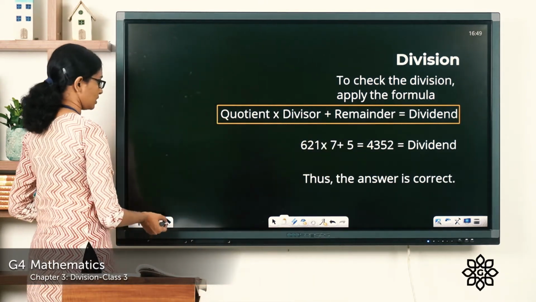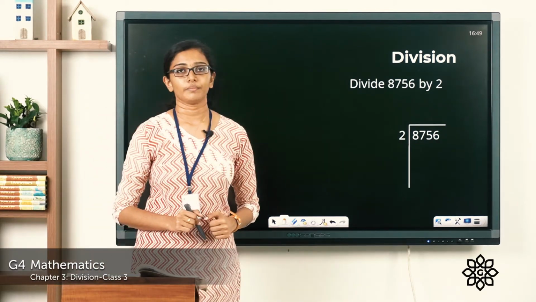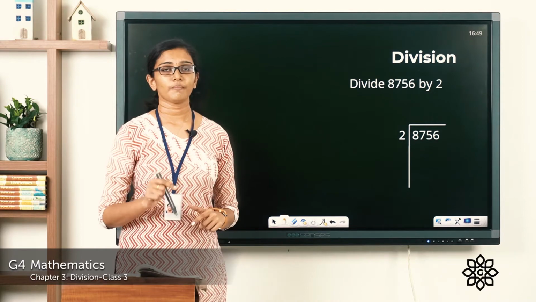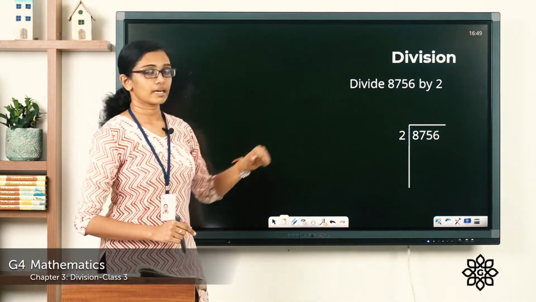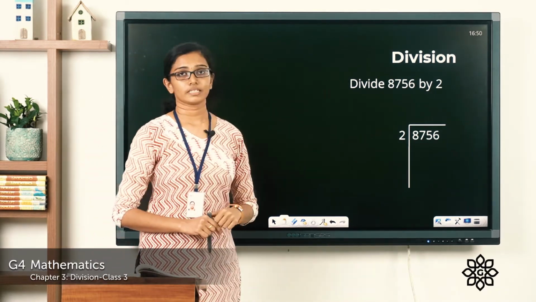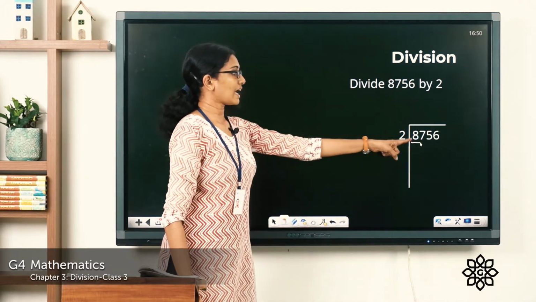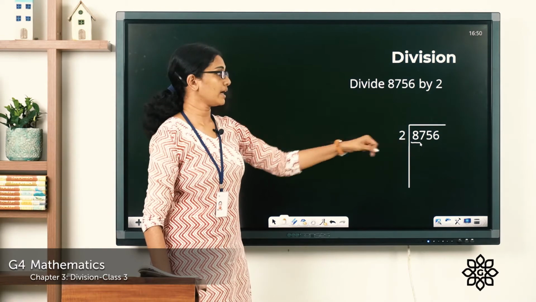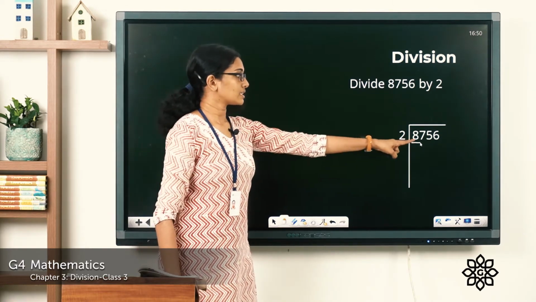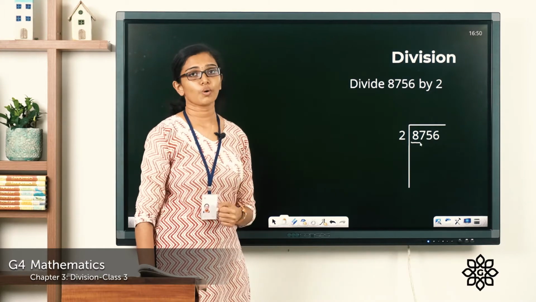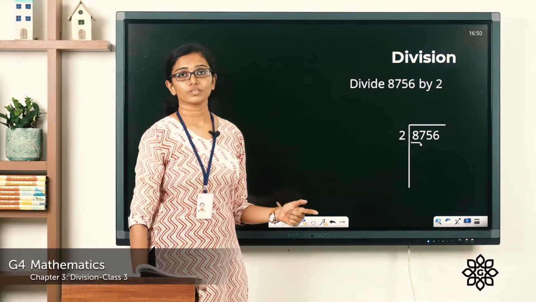So let's see one more example. Divide 8756 by 2. Again a 4-digit number divided by a 1-digit number. Let's consider the first digit of this dividend here. It is 8 and 8 is divisible by 2. So let's divide this 8 by 2. What is 8 by 2? How many 2's will go in 8? We know 2 4's are 8.